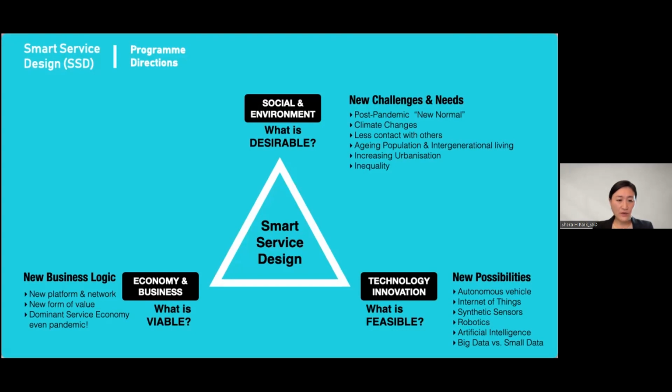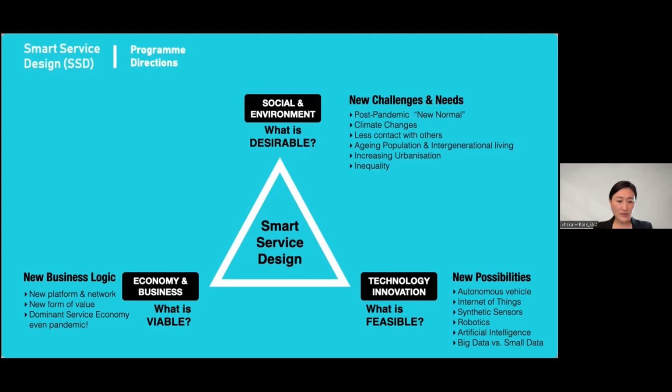On the other side, SSD also considers the economic and business value, meaning what is viable in the markets, what's operable in the service economy, and what value people would get from the service they use. And lastly, the technology aspect: what is newly possible or applicable, such as autonomous vehicles, smart city schemes, IoT, big data, robots, and so on.